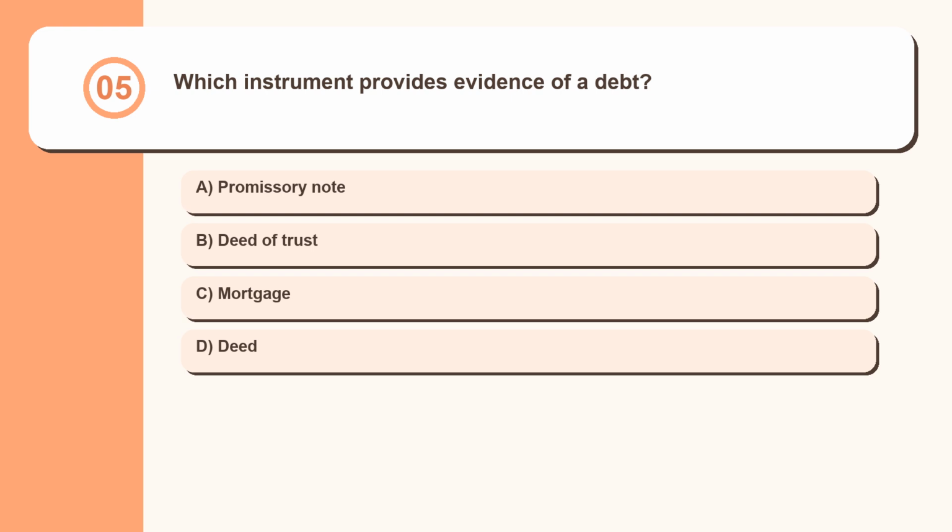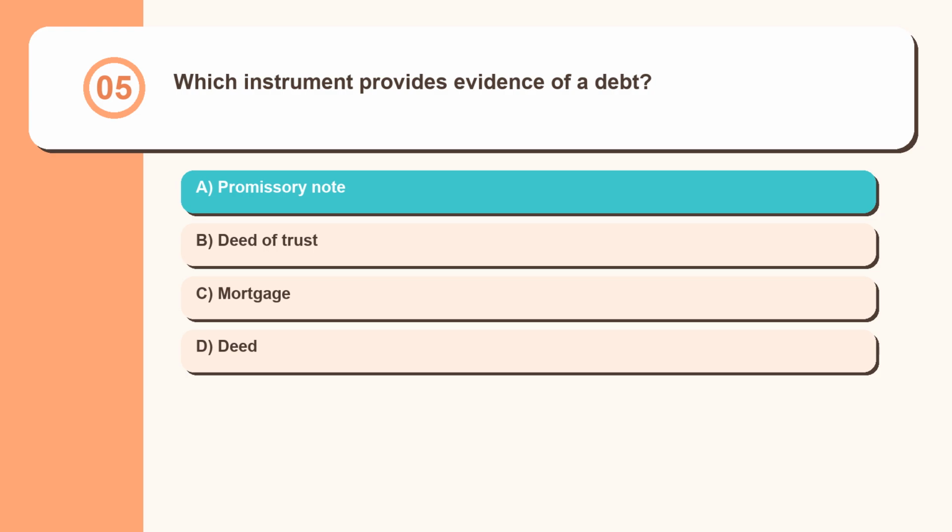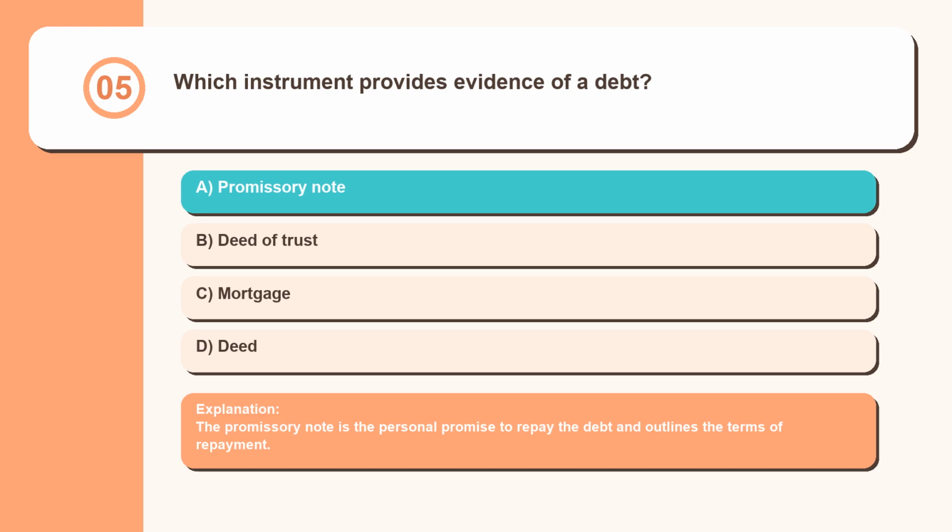Question 5. Which instrument provides evidence of a debt? Promissory note, deed of trust, mortgage, deed. The promissory note is the personal promise to repay the debt and outlines the terms of repayment.